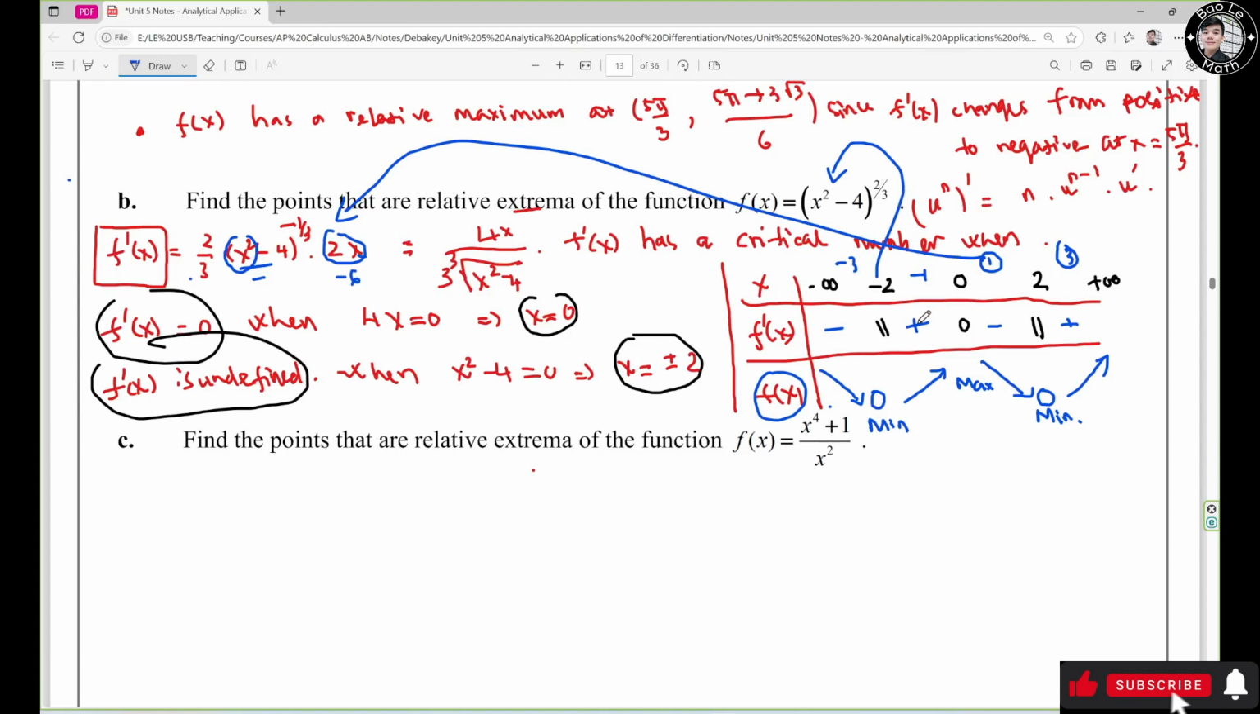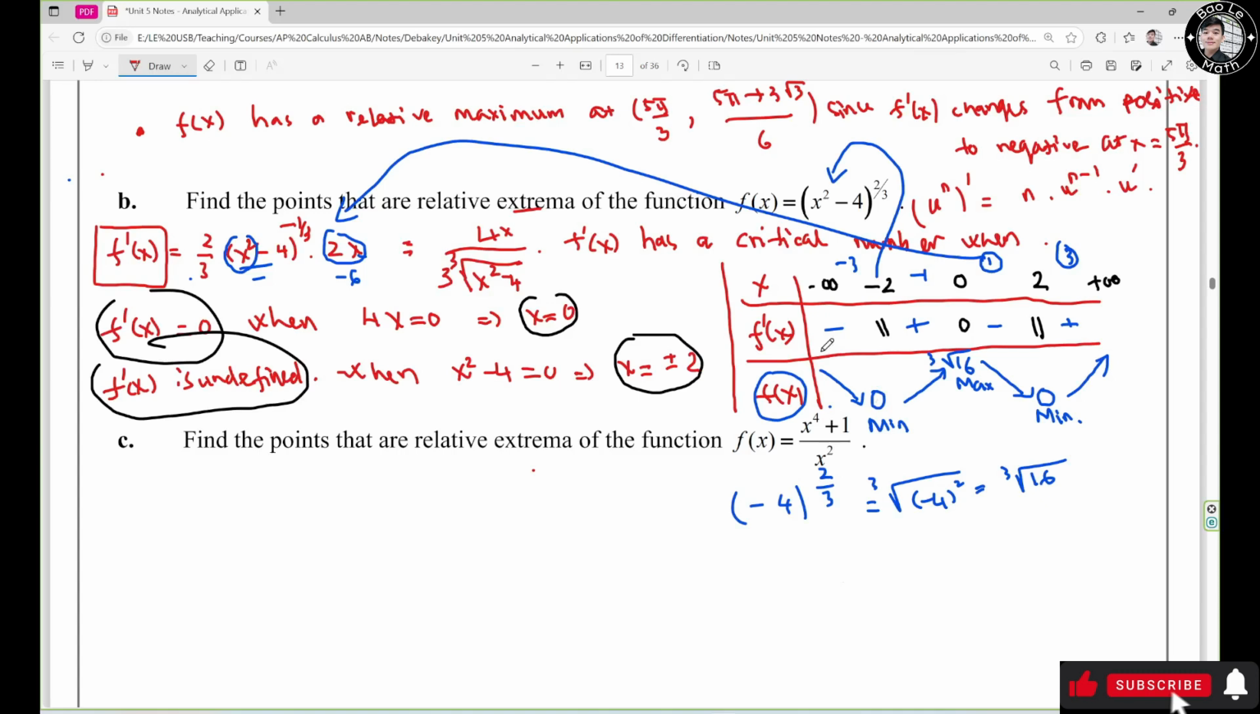It's going to be 0 squared minus 4, raised to the 2/3, right? So it would be negative 4 all together raised to the 2/3, right? So it's going to be the cube root of negative 4 squared, right? So it would be the cube root of 16, right? So right here you have the cube root of 16.